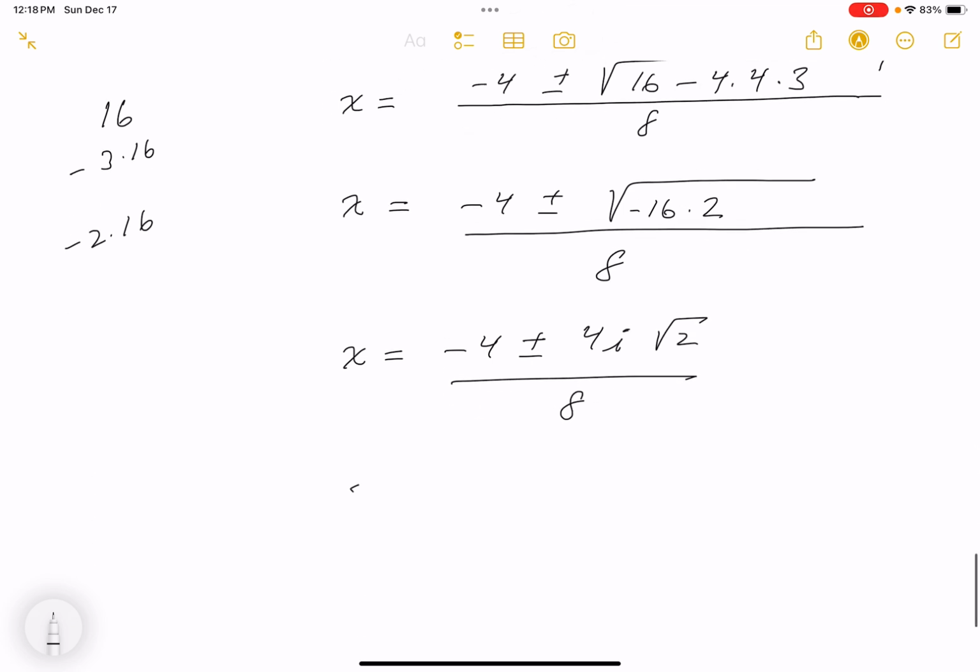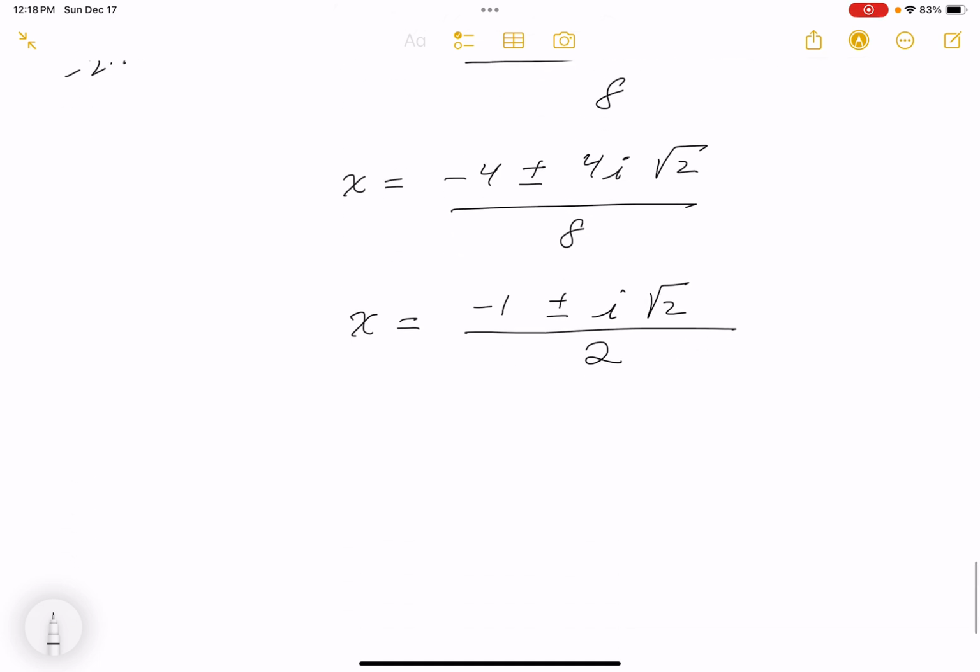I'm going to reduce that, and you get x equals, I'm going to divide through by 4. You get a 2 here, you get minus 1 plus or minus i root 2, divided by 4, by the way. If you want to write it in the proper form, it would be minus 1/2 plus or minus root 2 over 2 i. And I think we're done.